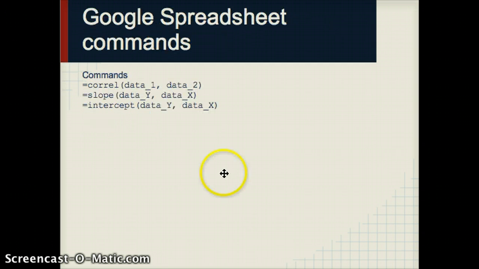The Google spreadsheet commands that go with 2.4, 2.5, and 2.6 are CORREL, SLOPE, and INTERCEPT. Again, I'm going to go over that in a YouTube clip, so I'm not going to cover it now.